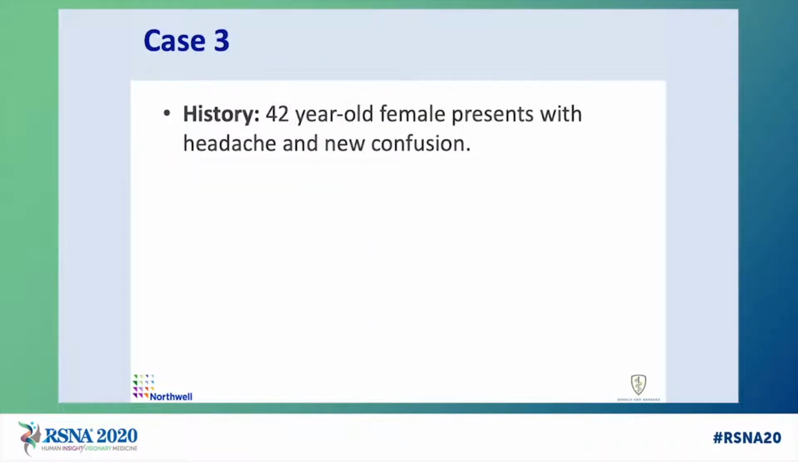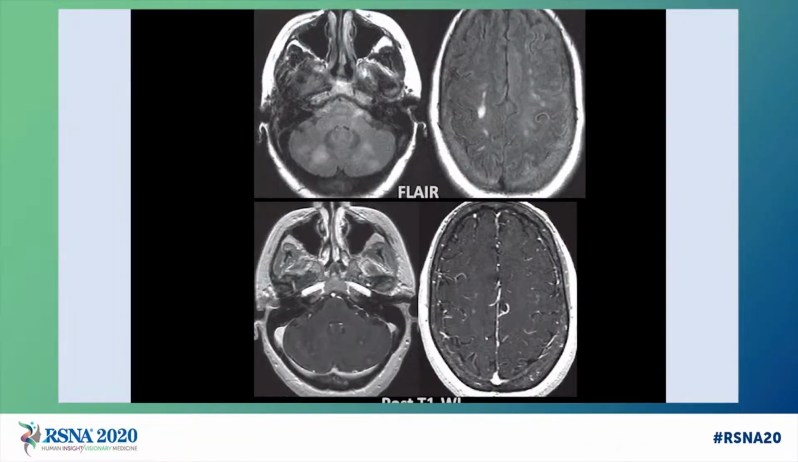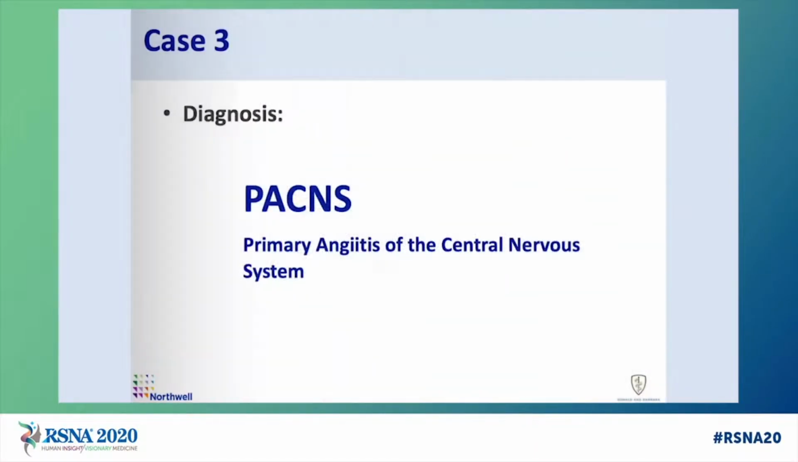Case 3. History is a 42-year-old female presenting with headache and new confusion. MRI FLAIR images demonstrate patchy scattered hyperintense white matter lesions in the supratentorial and infratentorial white matter bilaterally. The post-contrast T1 weighted images reveal associated enhancement in several lesions. The diagnosis in this case is PACNS, primary angiitis of the central nervous system.